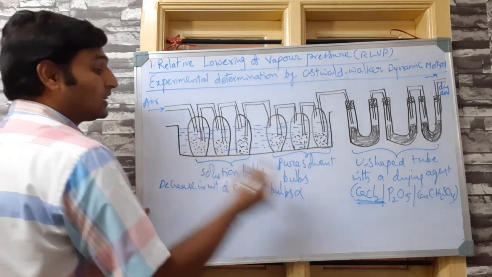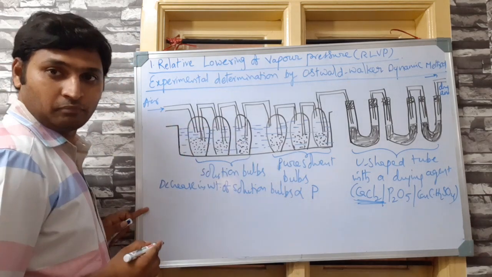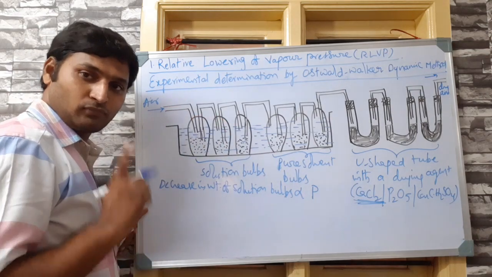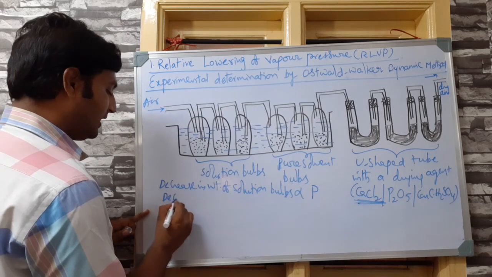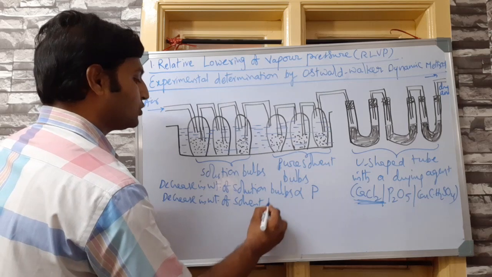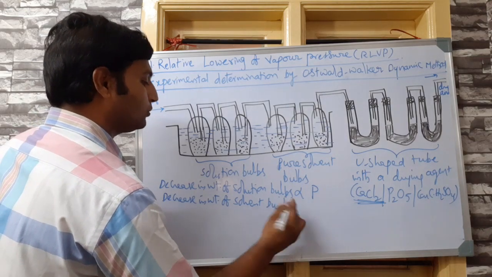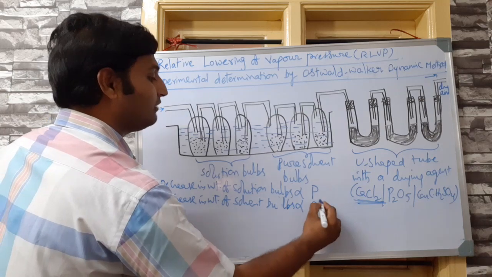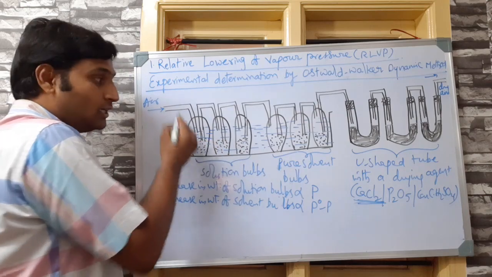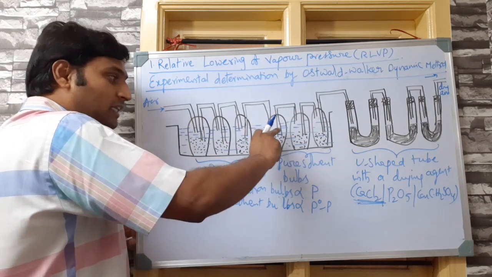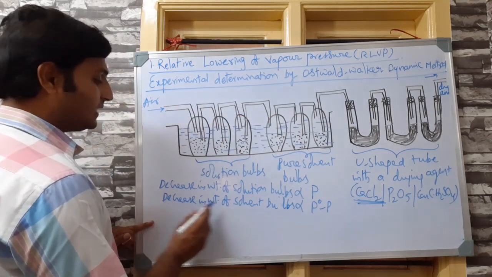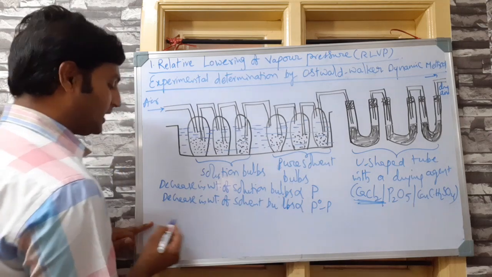Now, the decrease in weight of solution bulbs will be proportional to the vapor pressure of solution, P, because air is going to absorb vapors corresponding to the vapor pressure of that solution. Correct? Then the decrease in weight of pure solvent bulbs will correspond to the difference in P naught and P, because already they were saturated with P here. When air continues to pass, the pressure difference only decides how many vapors it should further absorb. That's why the decrease in weight of solvent bulbs is proportional to P naught minus P.